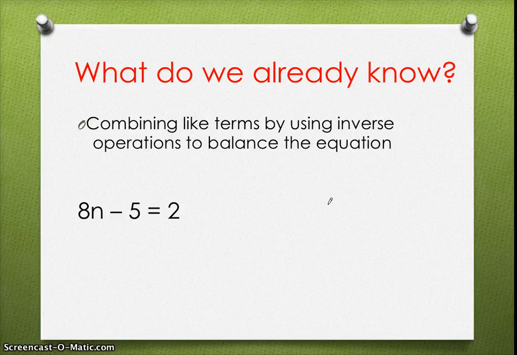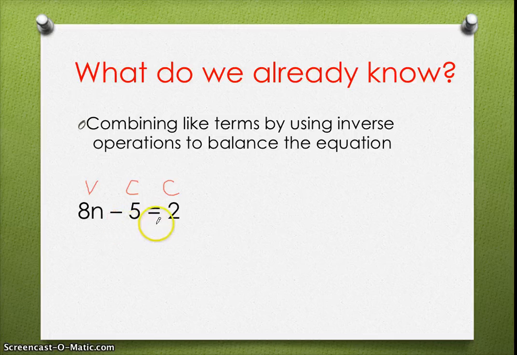So let's go ahead and review what combining like terms looks like when we're using inverse operations. Let's combine constants in this first example. We have 8n minus 5 equals 2. Like we've done before, we have to label the parts. Here's a variable, here's a constant, and here's a constant.